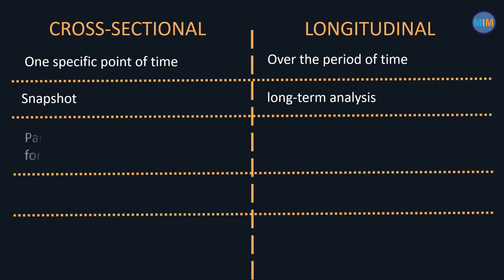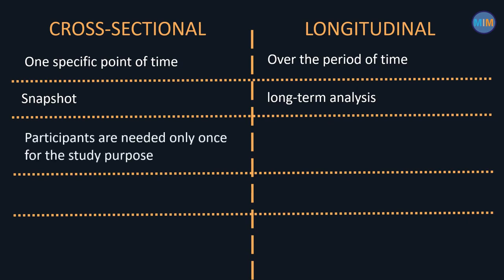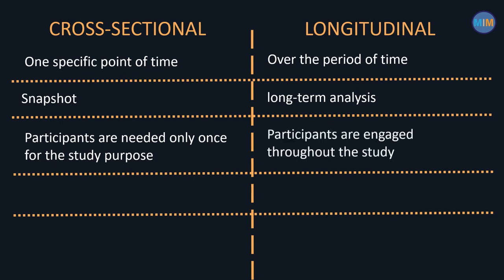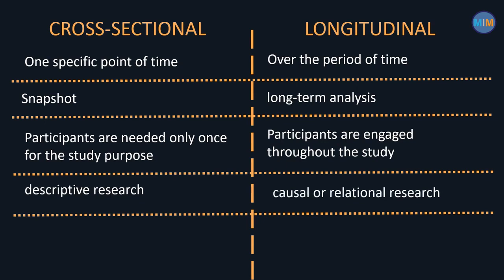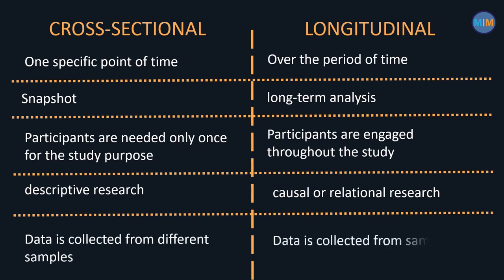In a cross-sectional study, participants are needed only once for the study purpose. On the other hand, in a longitudinal study, participants are engaged throughout the study. A cross-sectional study is known as descriptive research. On the other hand, a longitudinal study is known as causal or relational research. In a cross-sectional study, data is collected from different samples at one specific point in time. On the other hand, in a longitudinal study, data is collected from the same sample over a period of time.